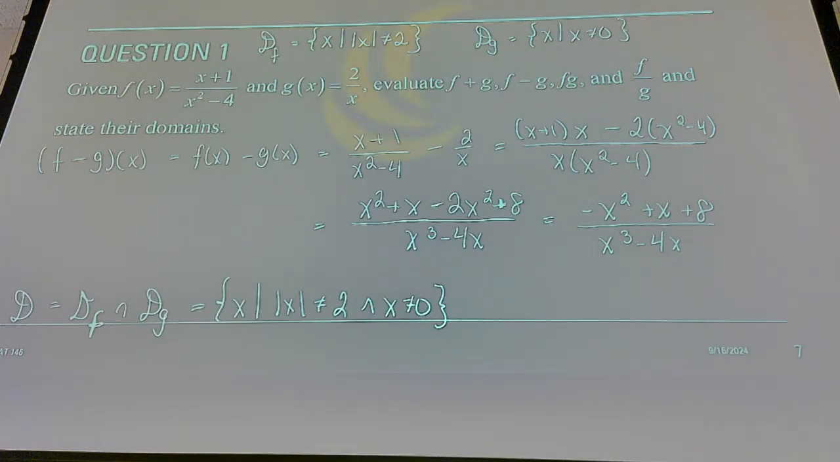Domain is the same. That goes for everyone, except for division, but for addition and subtraction. In division, there's one extra step you have to do, and that's take out wherever the denominator is 0.